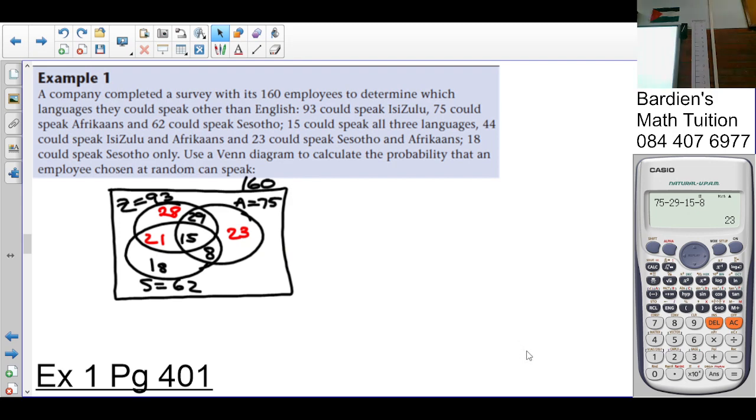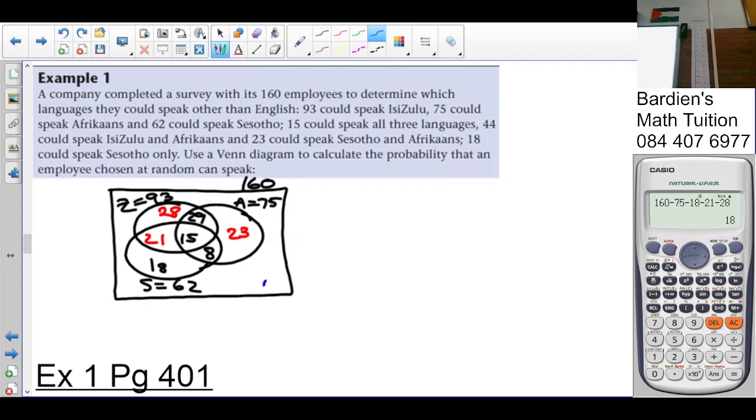Alright, so now we need to see how many people are lying on the outside. Which means how many people would not be speaking any of these languages. So I can say it's 160 minus 75, which is all of that added up, minus 28 minus 21 minus 8 would give me what is left on the outside. You all okay with that? So let's work it out. It's 160 minus this whole set of 75, minus 18 minus 21 minus 28. Instead of 75, I could have said minus 23 minus 8 minus 15 minus 29. That gives me an answer of 18.